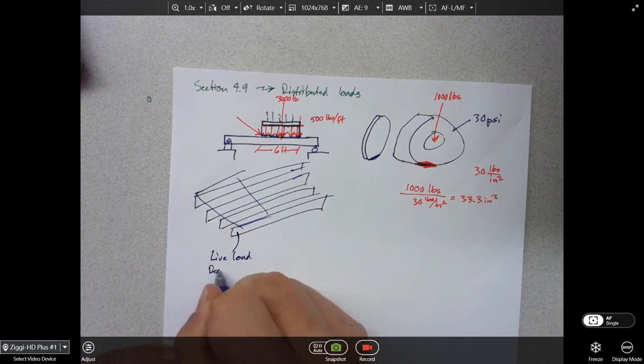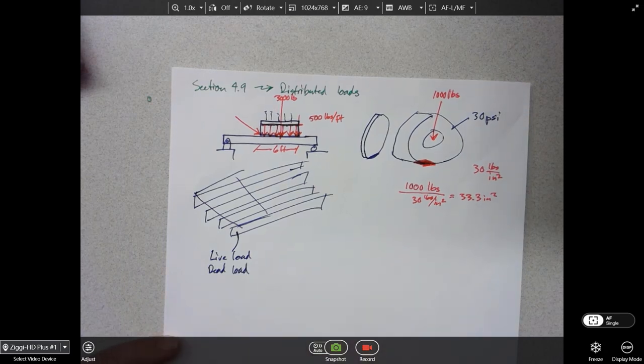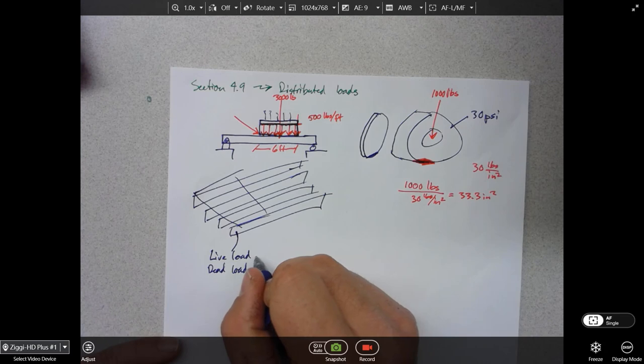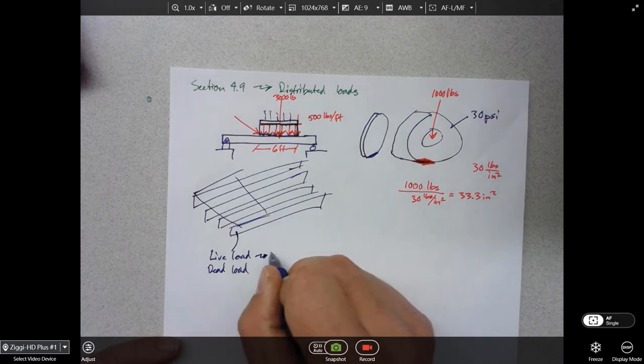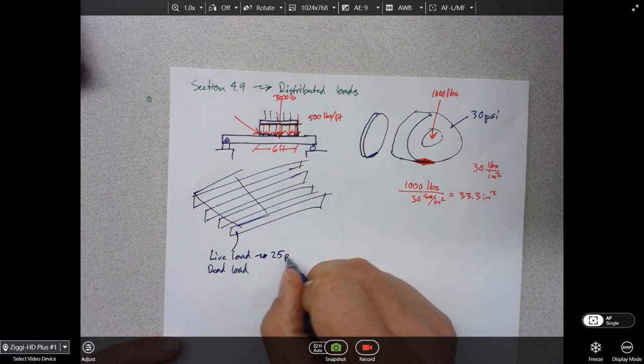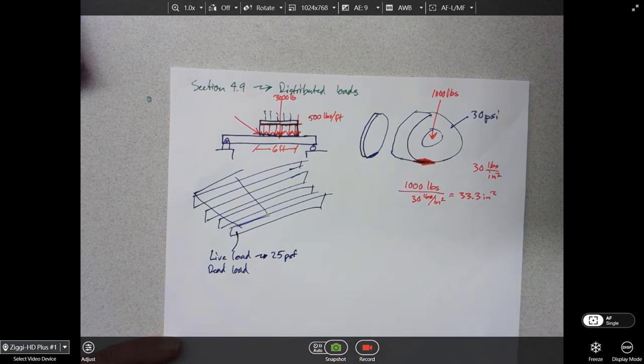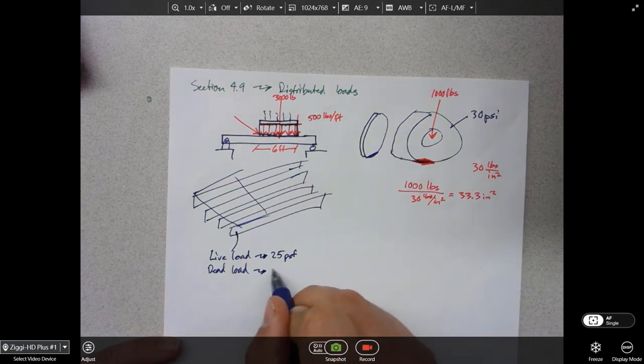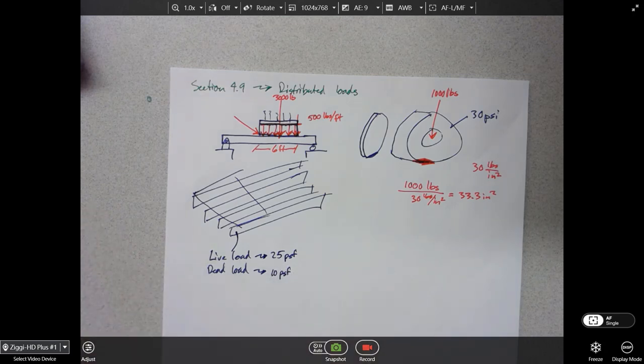And then you also have dead load. Okay, yeah. So live load, I believe in our area, is considered to be 25 PSF. Okay, pounds per square foot. And dead load, I think, is like 10 PSF. And these are just general guidelines, right?